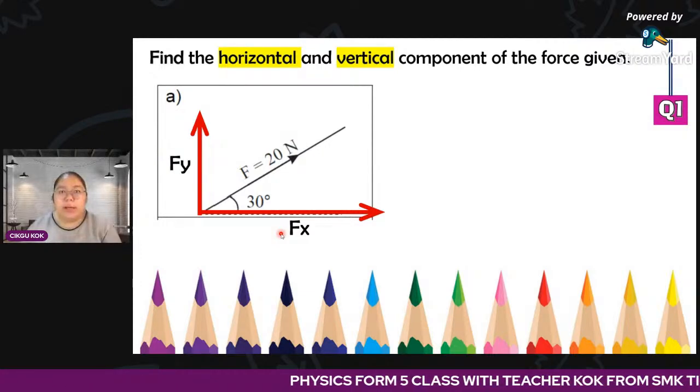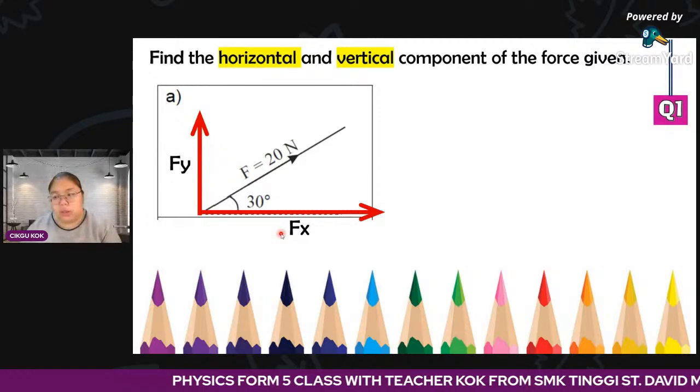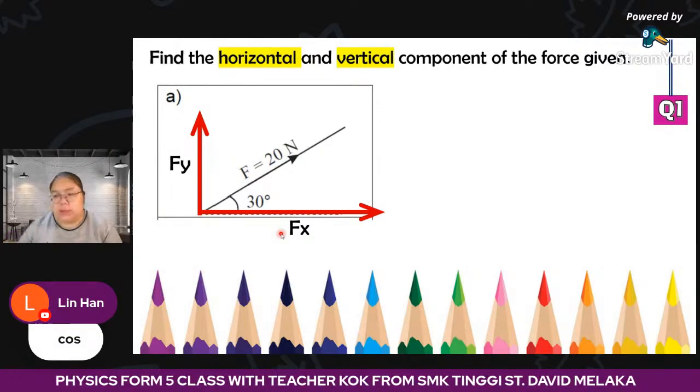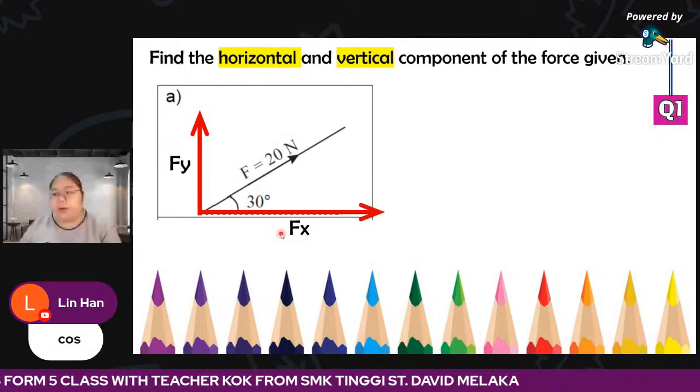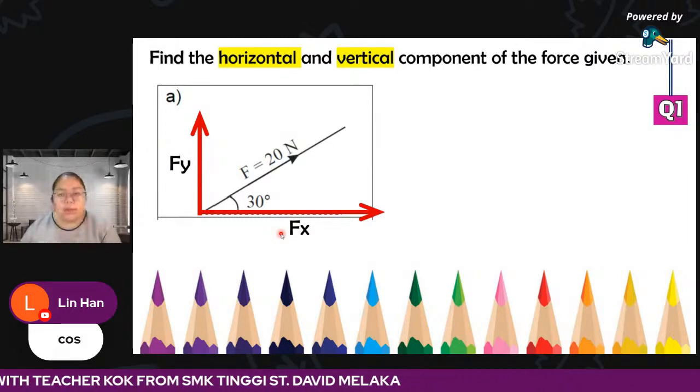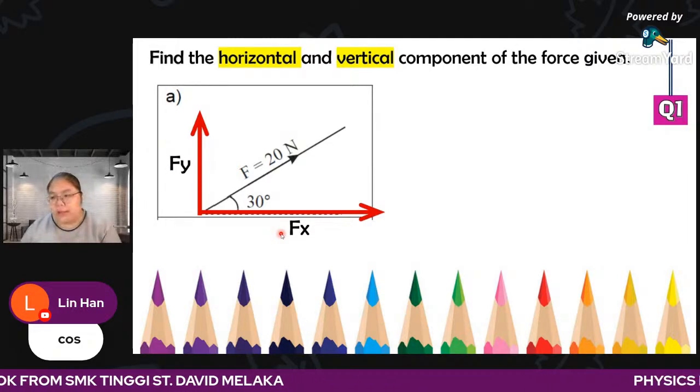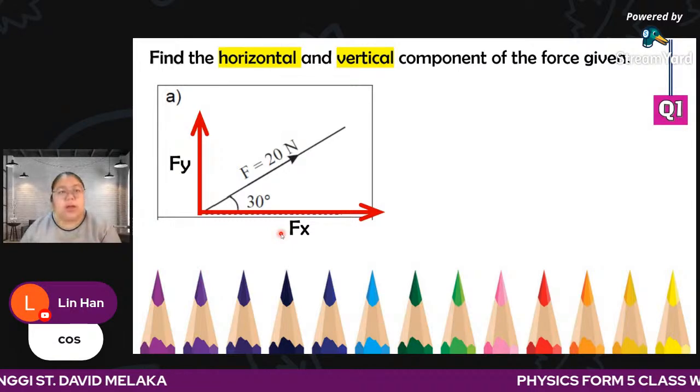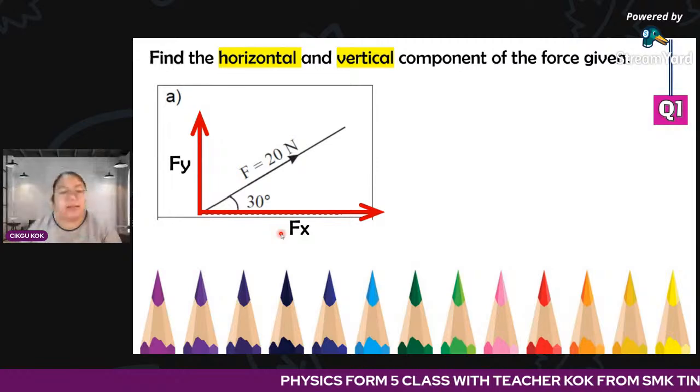Okay, Jia Yao answers cos. Lin Han also answers cos. So from here, the answer is cos when it is beside the angle. Alicia also says cos. So that means understood. For Fy, sure we use sine.